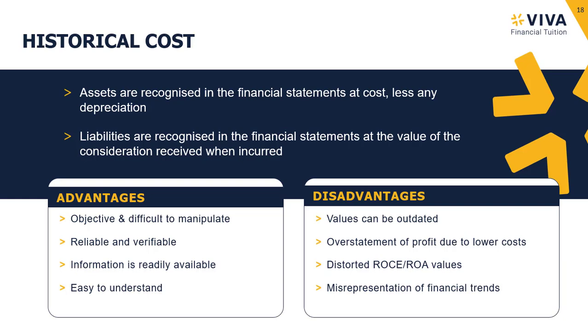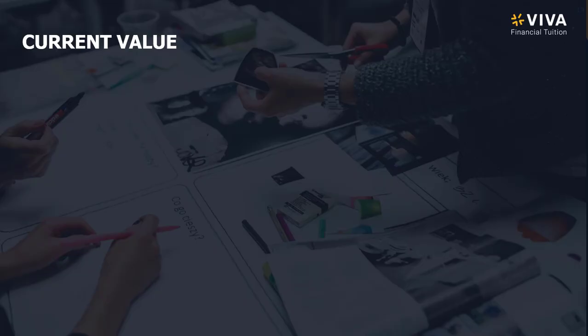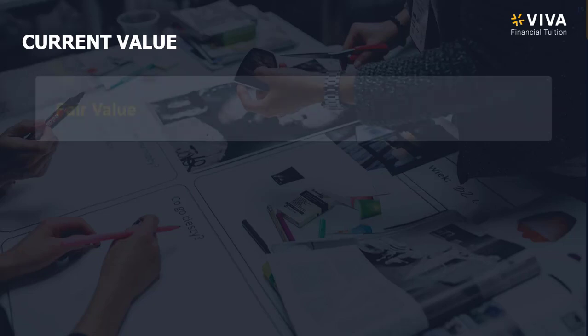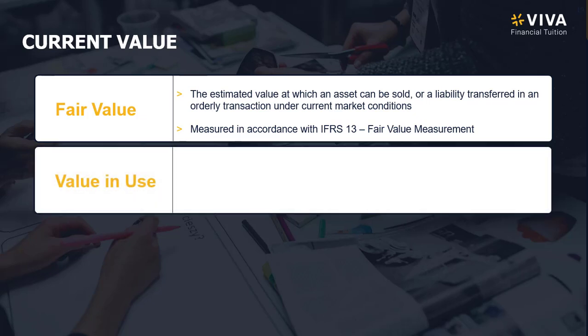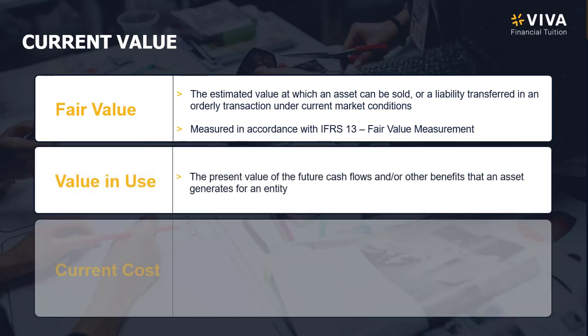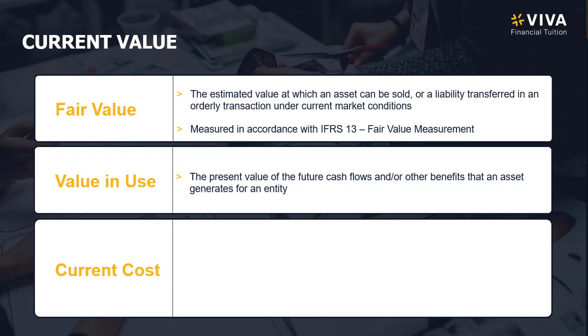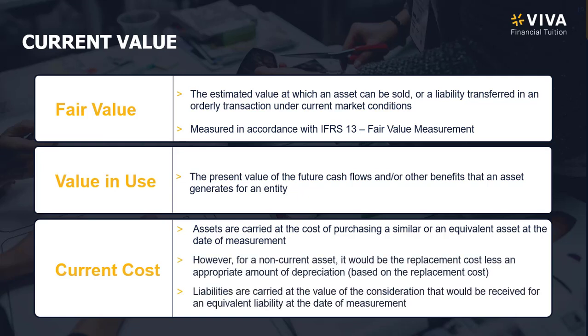Now, historic cost is used very frequently. There's nothing wrong with it. It's an acceptable measurement base in accordance with the framework. But there is also an alternative, and the alternative is current value. Current value is actually divided down into 3 different separate component parts, because current value could be any of these 3 here: fair value, value in use, or current cost. So just having a chat about all of these.